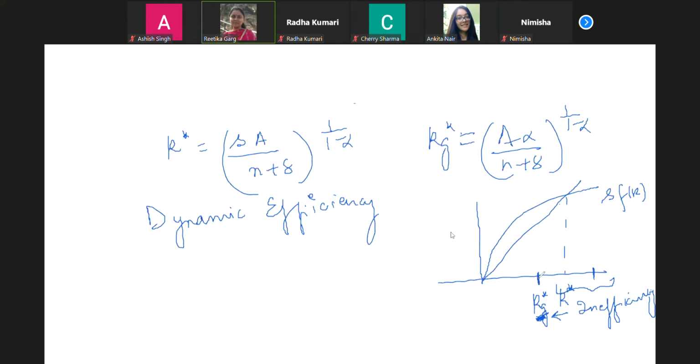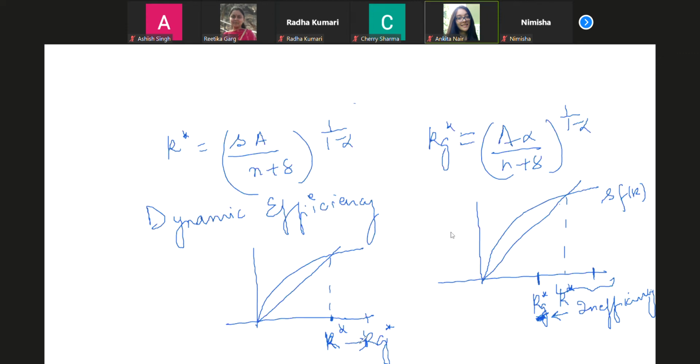Now, what happens if you are to the left of Kg star? What happens is that when you are to the left of Kg star, let me just denote it the other way now. Suppose Kg star is here and your K star turns out to be here. So suppose your saving rate is such that it is leading you to a steady state K star such that it is to the left of Kg star, then it's a point of dynamic efficiency, because to be able to achieve higher level of capital stock, which is Kg star, you have to sacrifice your consumption. All right. So that is why here you have to make a sacrifice in order to achieve a higher level of consumption levels for the future.